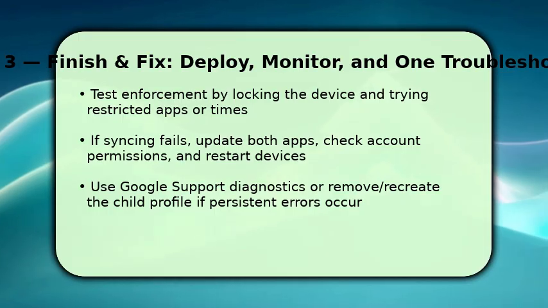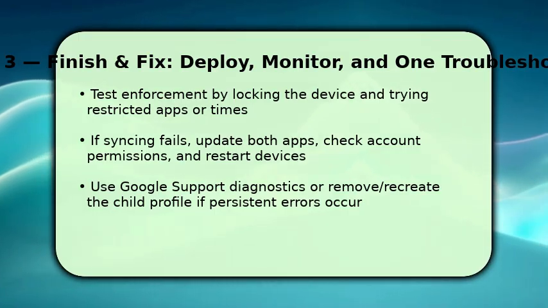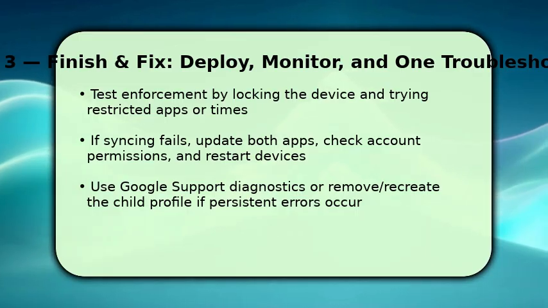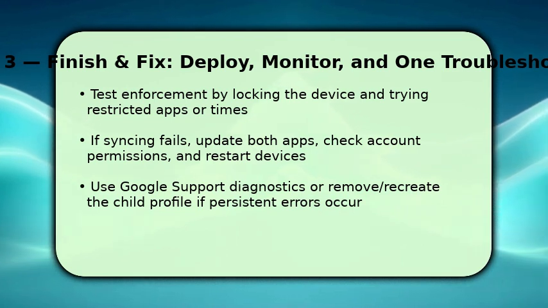If syncing still fails, remove and re-add the child account as a last resort because corrupted profiles can block policies. One key troubleshooting tip: if app approvals stall, toggle parental consent off and on, then reapprove. That often clears pending requests quickly.